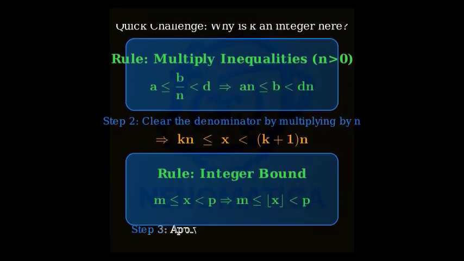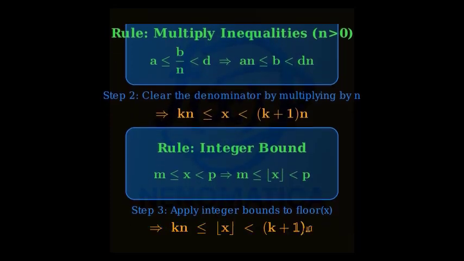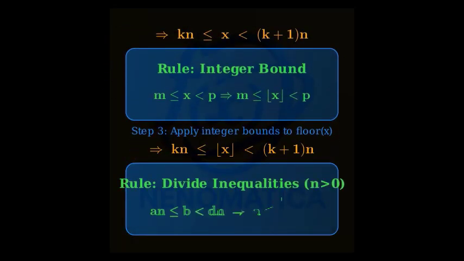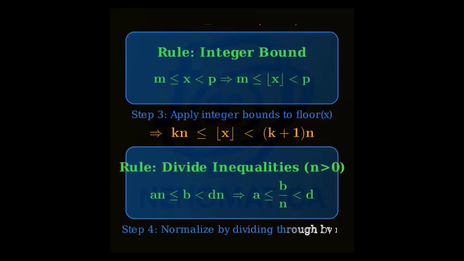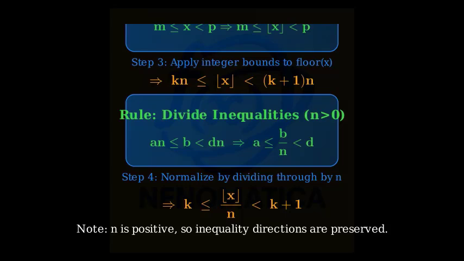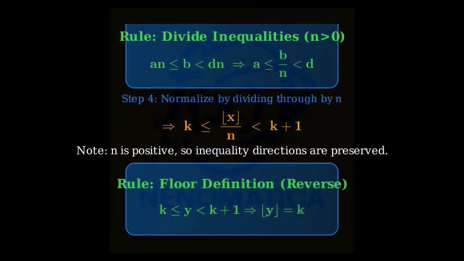Step 3. Now, we use the fact that the floor of x is the greatest integer less than or equal to x. From kn less than or equal to x less than k plus 1 times n, it follows that kn is less than or equal to floor of x, and floor of x is strictly less than k plus 1 times n. This is an integer-bound property. Step 4. Divide the entire inequality by n, which is positive, so the inequality directions stay the same. This normalizes the expression and introduces floor of x over n.